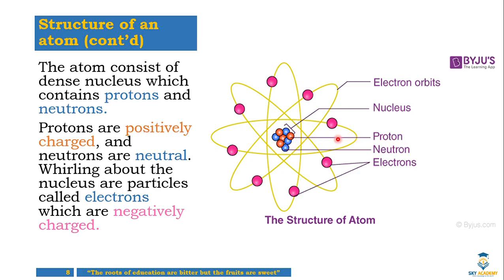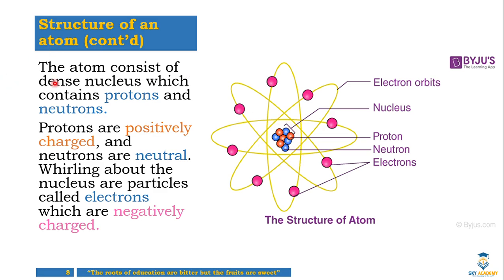Protons have a positive charge, whereas neutrons have no charge. It is neutral. The neutrons are represented by blue balls, and the protons are represented by red balls. Yes, whereas those pink balls are representing electrons which are whirling or moving around the nucleus, the dense nucleus.